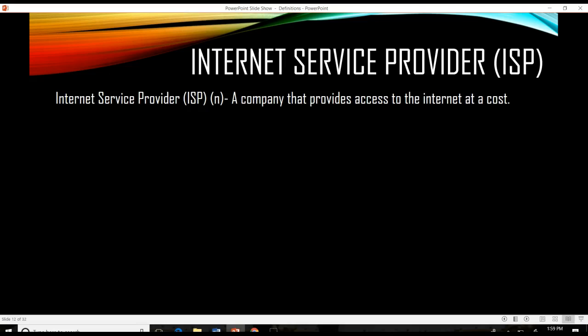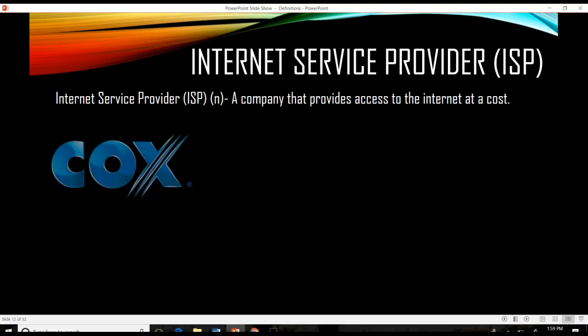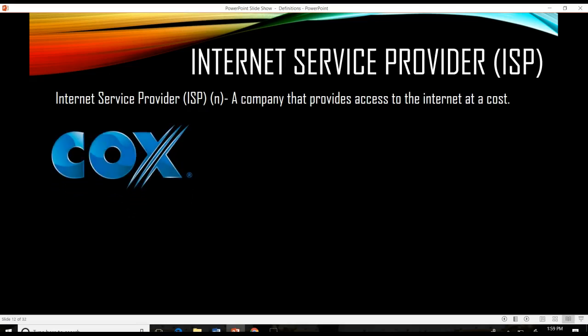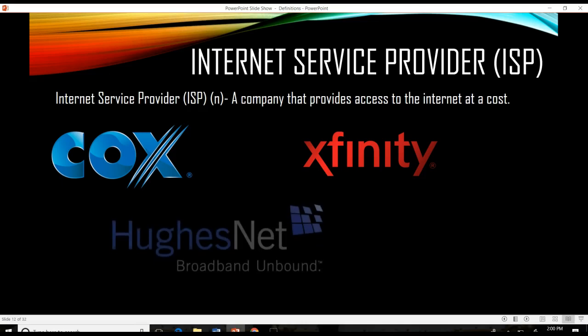One that y'all see all the time if you go to an LSU event is Cox. They advertise it all the time. You see the commercials on TV. They're always telling you to use their services. Then you have Xfinity. Xfinity is another one.